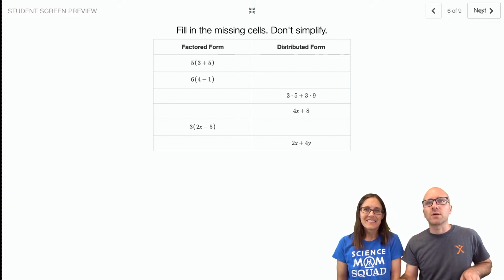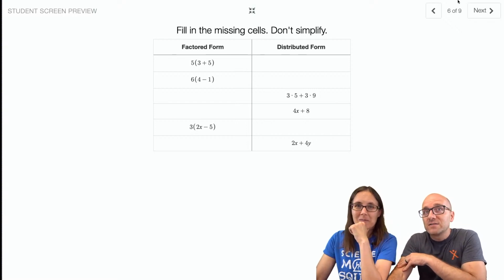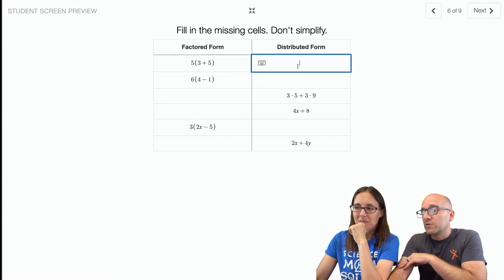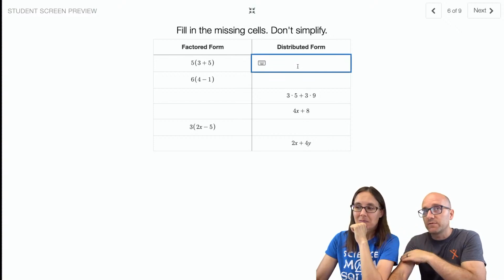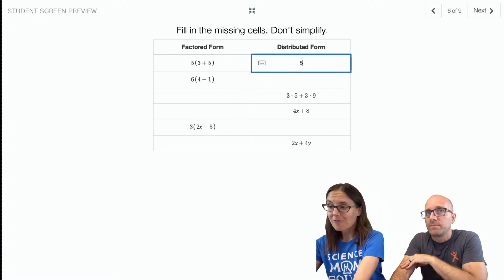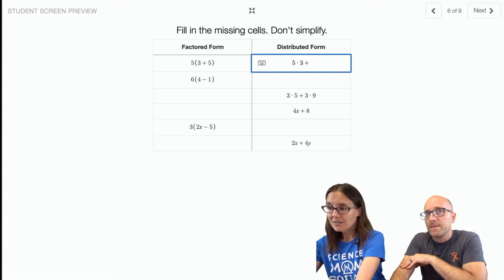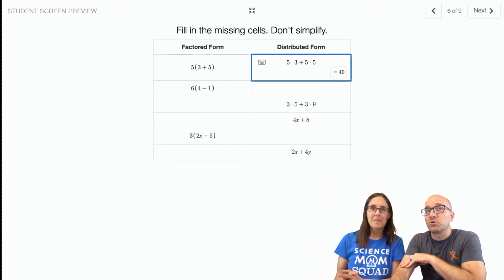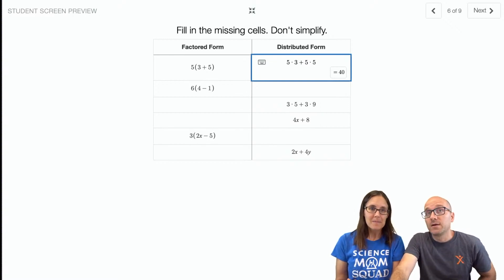So excellent work. Okay, so on this one, we start with 5 times the quantity 3 plus 5. So let's not simplify it all the way. Let's just write exactly what the distributive property would say. So the distributive property would say 5 times 3 plus 5 times 5. So you just multiplied the 5 times the 3 and the 5 times the 5. You distributed it. Okay, next one.